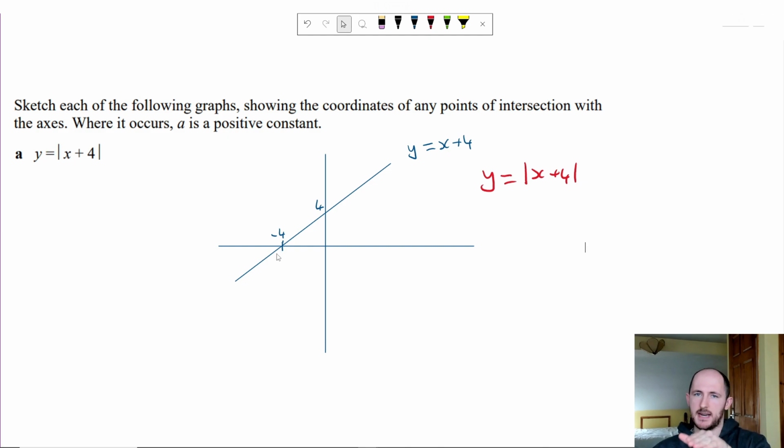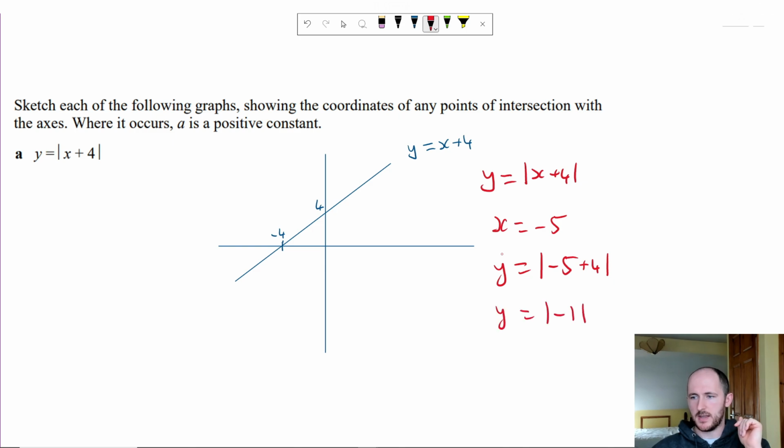That's when y becomes negative. So let's test it out, right? If we have x equals -5, what's going to happen? Well, we have the modulus of -5 plus 4, which means y is equal to the modulus of -1, which means y is equal to 1. So instead of going down constantly, now the value is actually going up, right?